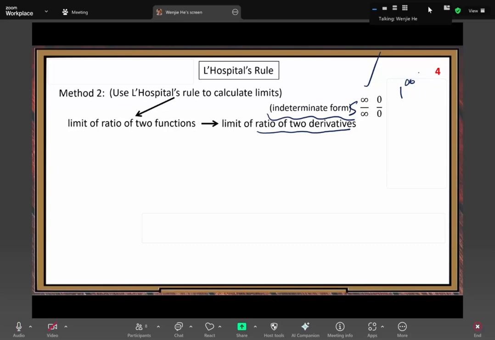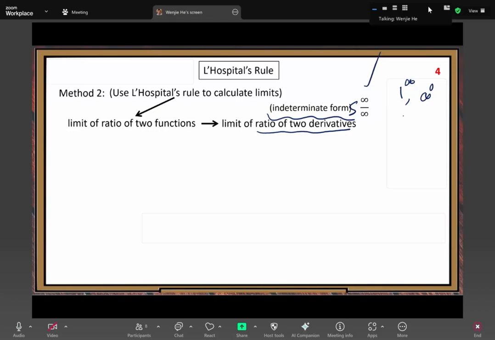That's an indeterminate form. Indeterminate means it could be anything, right? It could be any possible number. And infinity to 0, right? Look at that, indeterminate. There are many indeterminate forms you can consider.